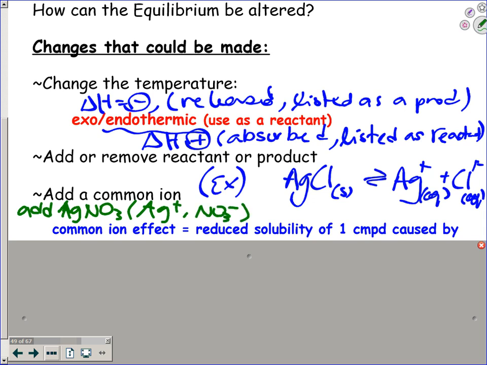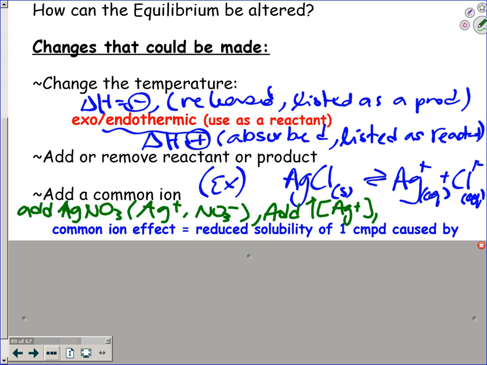Now you start to see some similarities. What in silver nitrate is the same as what's in the reaction? Silver ion, aka it's a common ion. It's common in the equilibrium and in this new species that we're adding into it. So yeah, adding silver does cause a shift. So technically I'm increasing the concentration of silver.